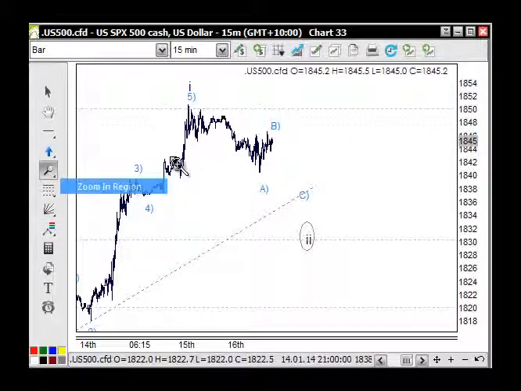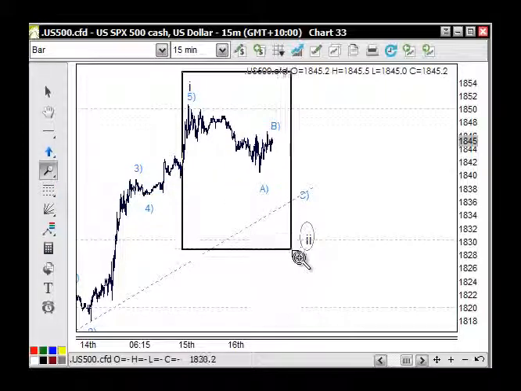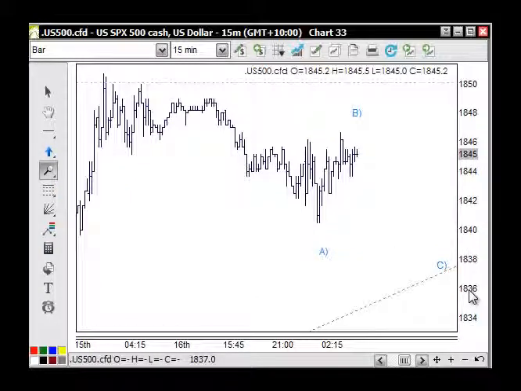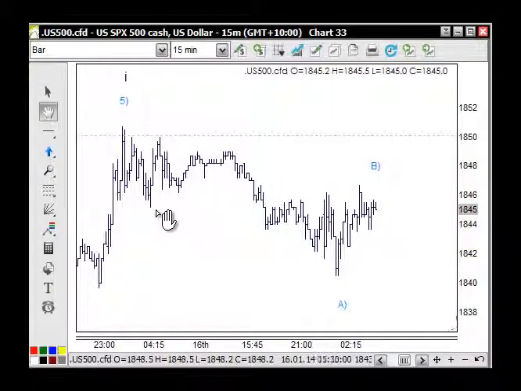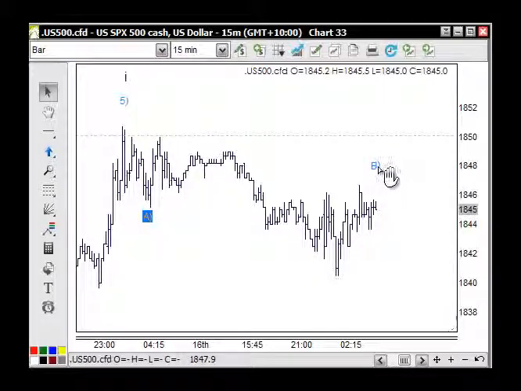Let's see if we can get in a little bit closer to have a look at this. It may even be done really, because that can be the A wave into here as a 3-wave structure, and the B wave to here, and then 1, 2, 3, 4, 5. So it could be done, but this is starting to give overlapping wave structures within here. It's just splitting hairs a bit.